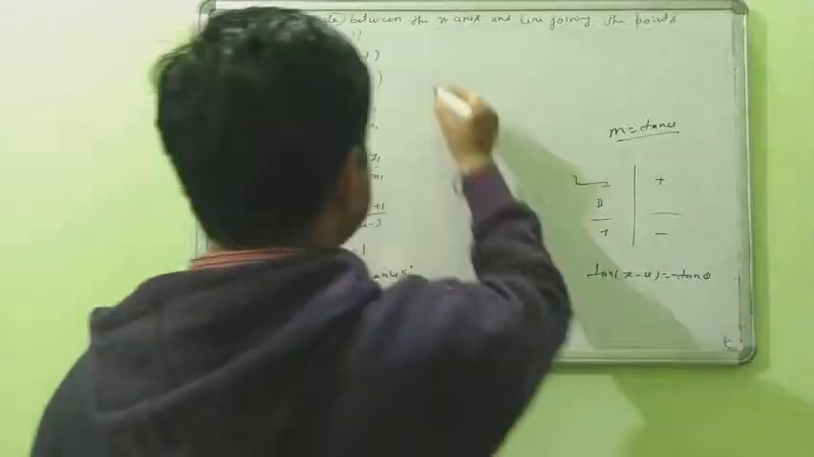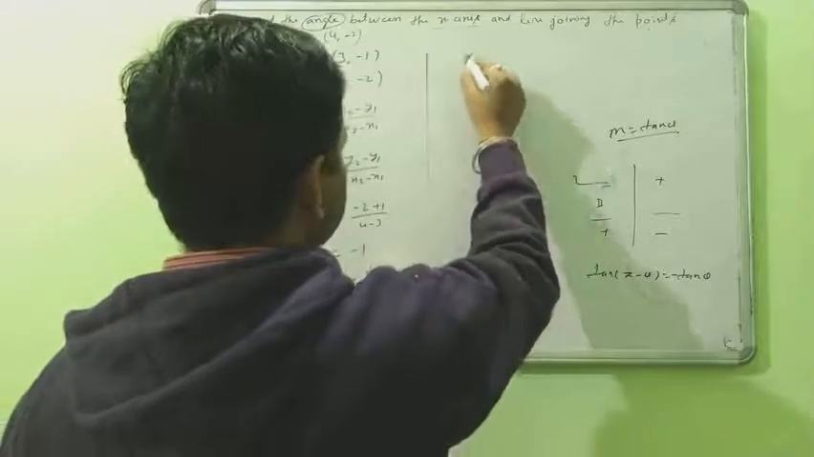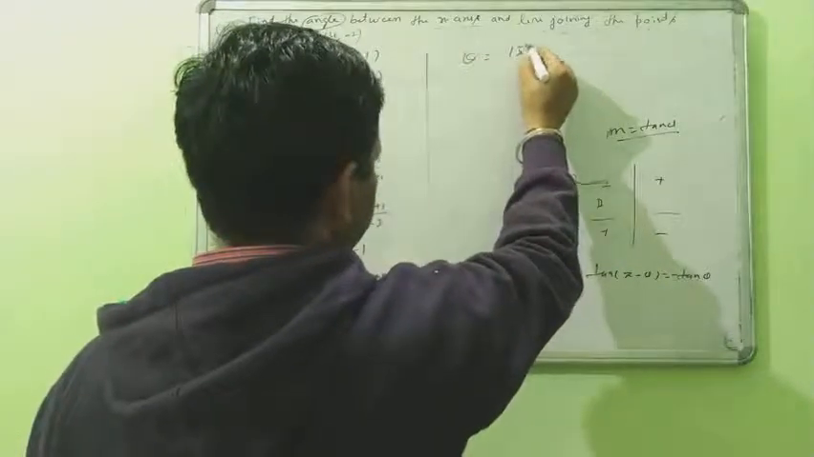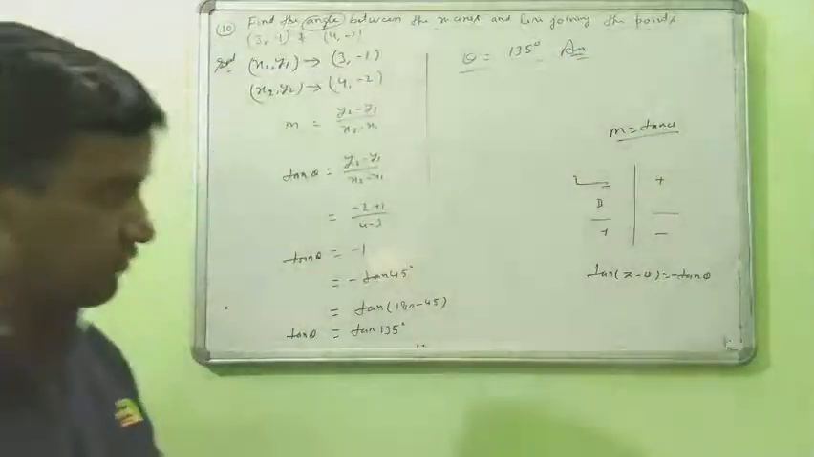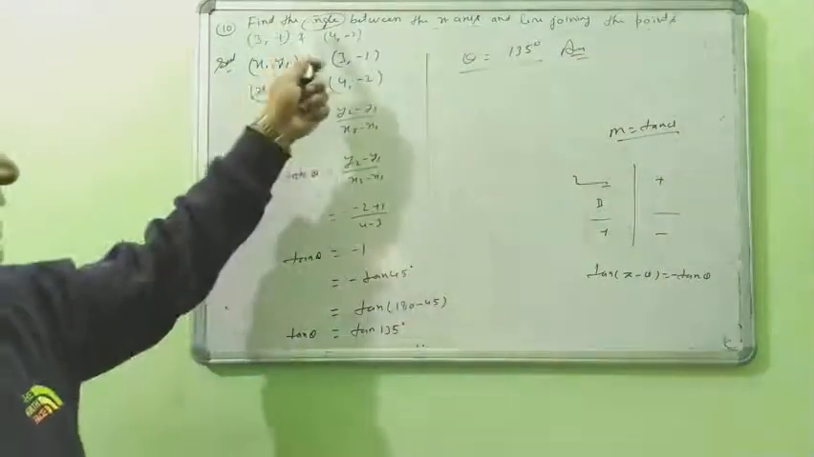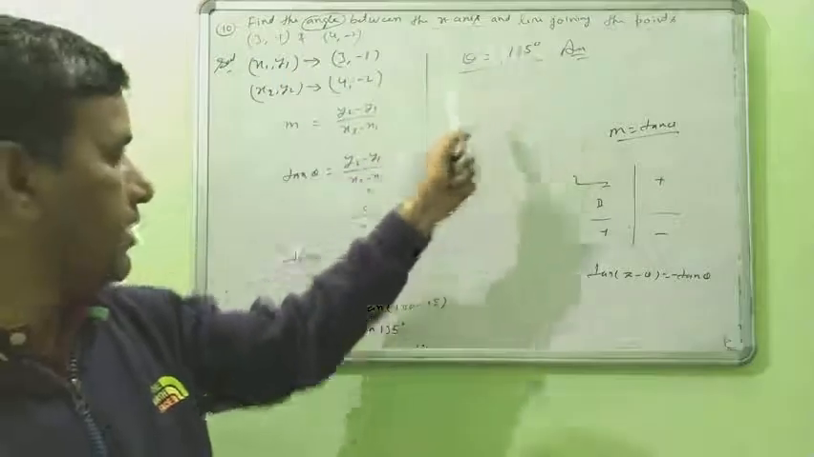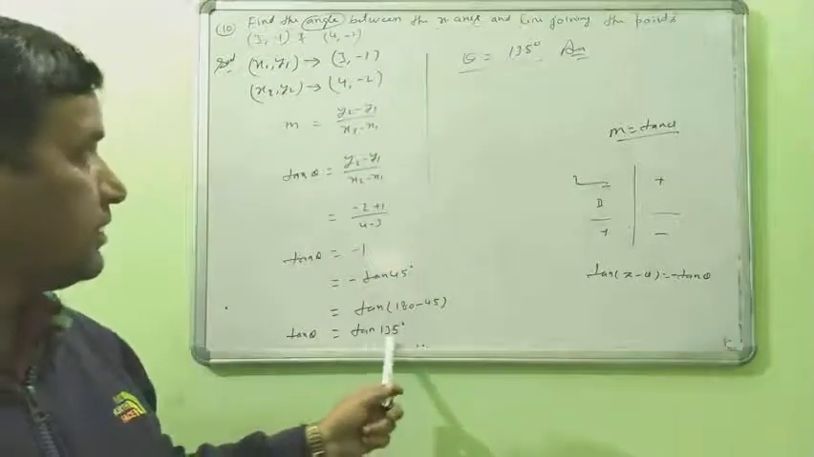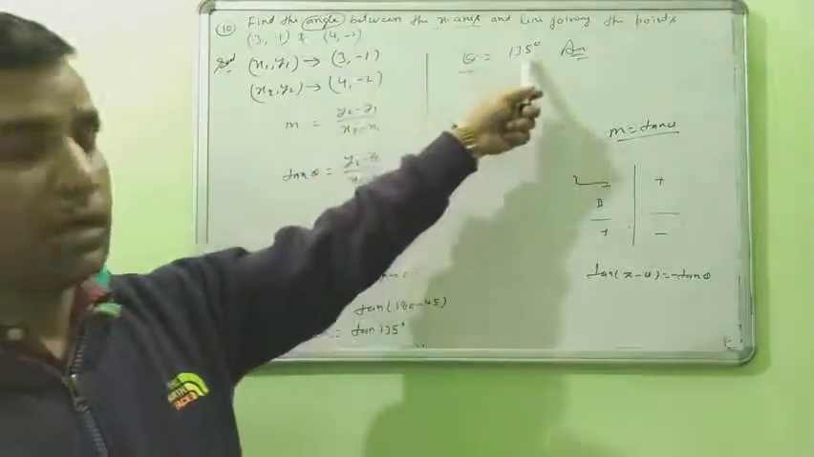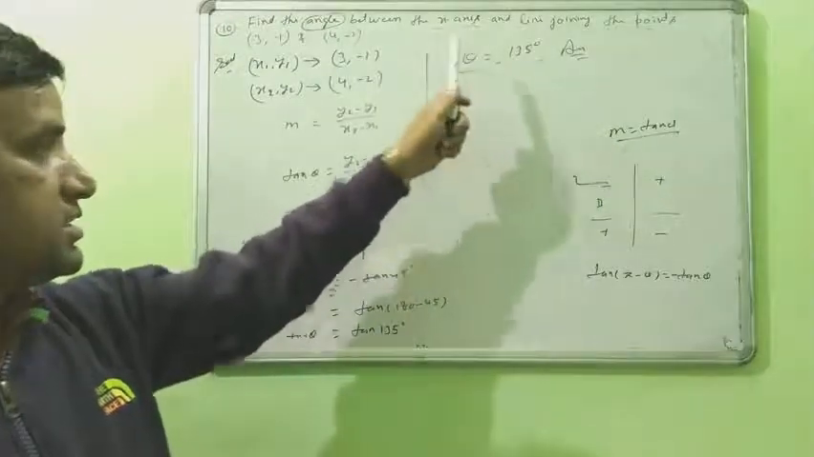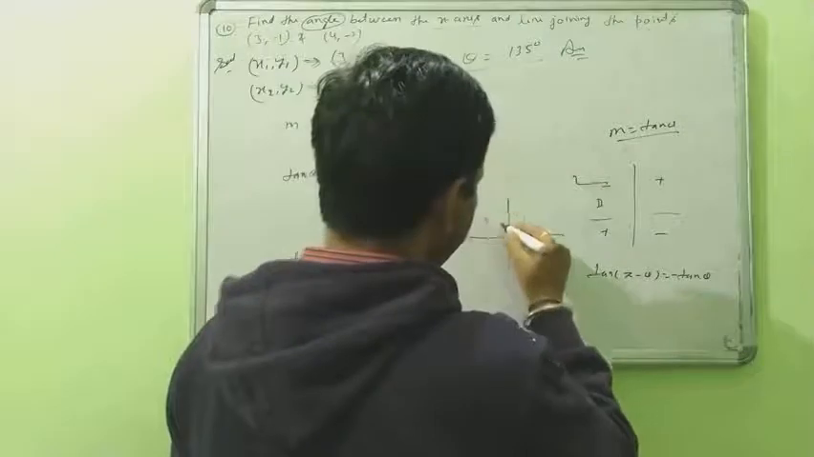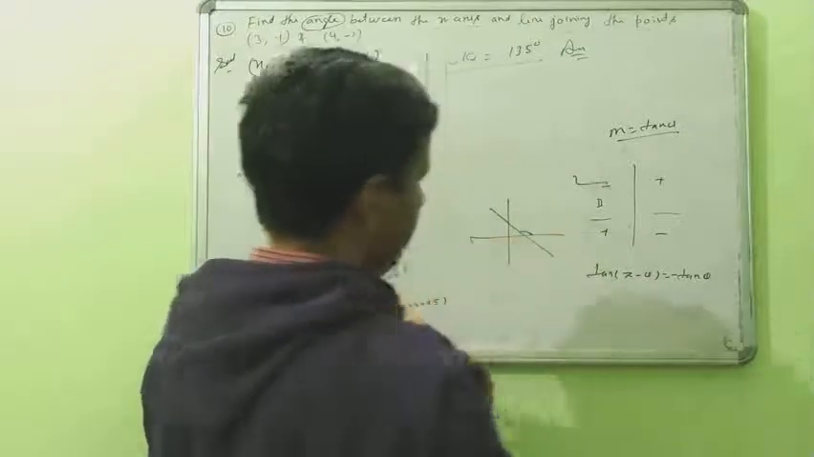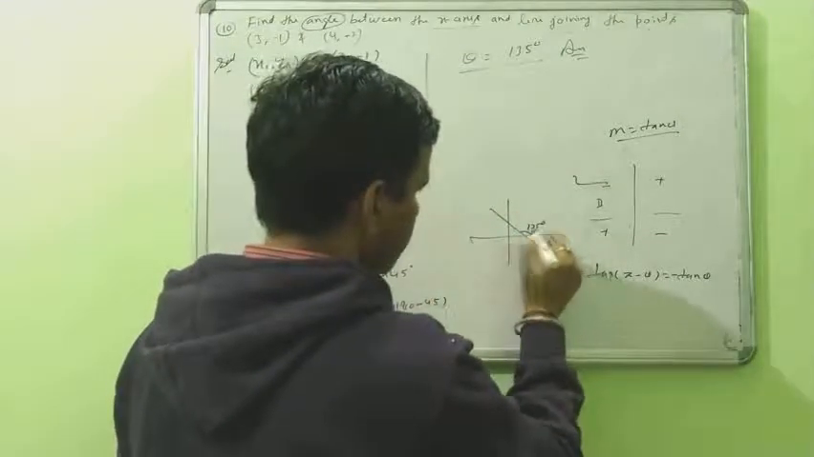After that, what is the value of theta? Theta equals 135 degrees. This is your final answer, because you are finding the angle in degree form. So theta equals 135 degrees. So this is the angle between the line and the x-axis. This angle is 135 degrees.